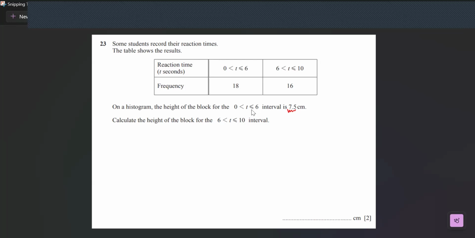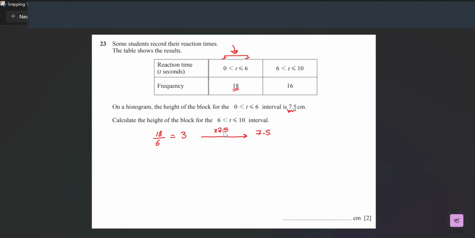Okay, so what should I do? First, he's giving me this interval. I will do the frequency divided by the difference between them. So the frequency is 8 divided by the difference between them, 6 minus 0, 6, equals 3. But this 3 is drawn as 7.5. So what did I do? I divide 7.5 by 3. It will give me 2.5. That means I multiplied by 2.5.